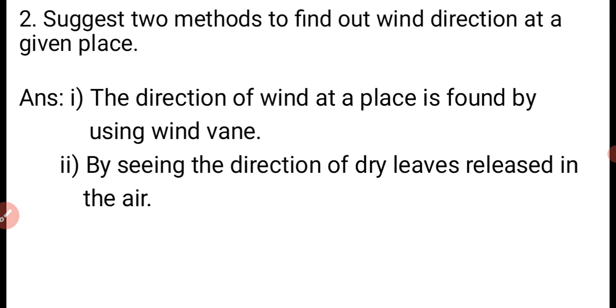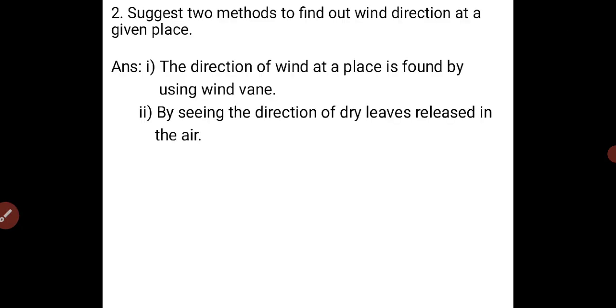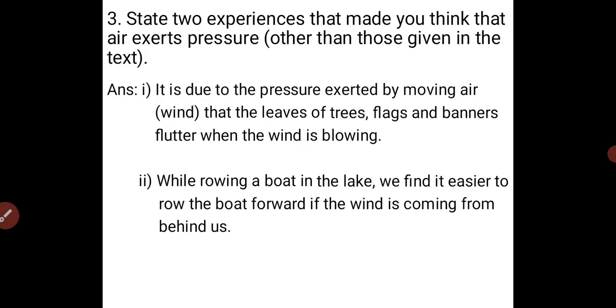Second one, by seeing the direction of dry leaves released in the air. So when wind blows, some of the dry leaves will be flown, released in the air. So by looking at the direction of dry leaves only, we can easily identify in which direction the wind is blowing. So by these two methods we can easily find out the wind direction at a given place. Clear? Next, question number 3.